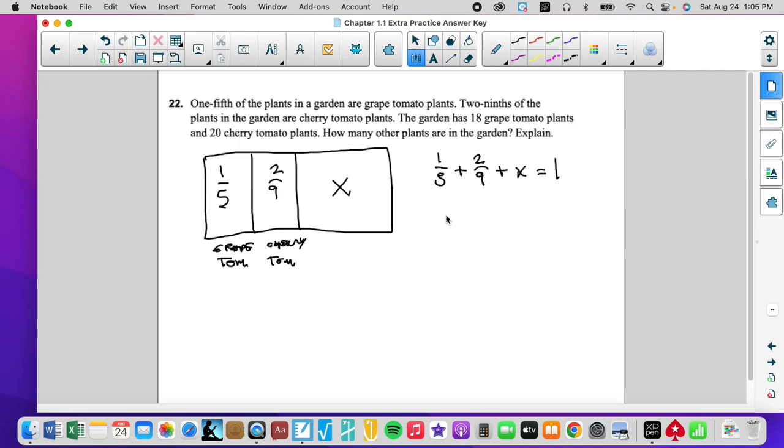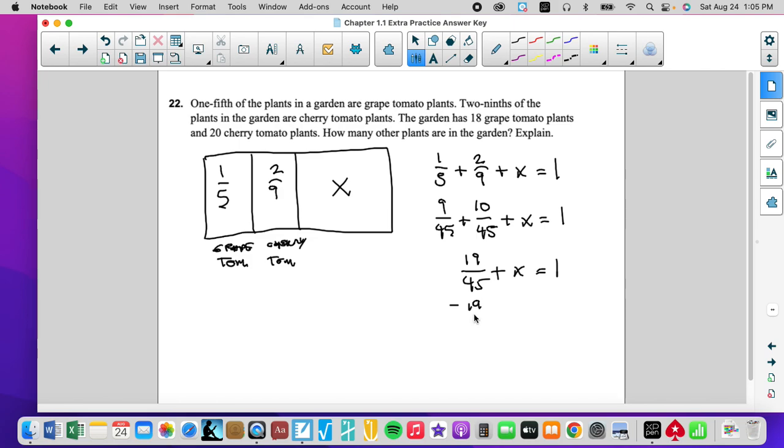So first thing I'm going to find common denominators, 45. We should know what the common denominator is. This should be common knowledge. And we should know that 9/45 is equivalent to 1/5. And we should know that 10/45 is equal to 2/9, plus X equals 1. So we get 19/45 plus X equals 1.